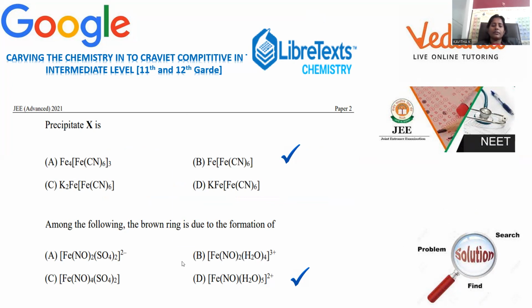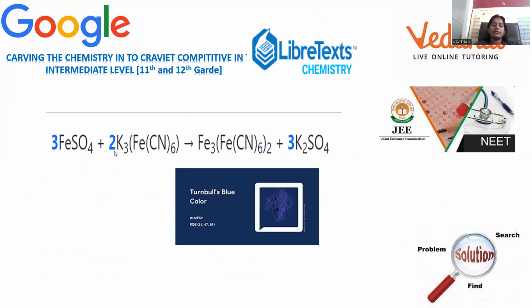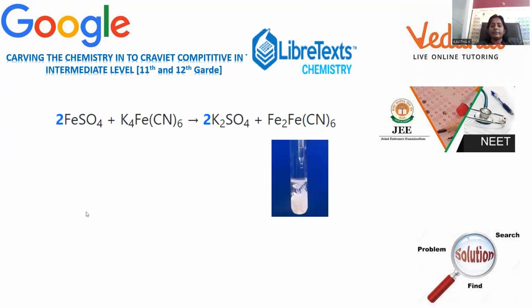Let's see a detailed description about this one. Whenever ferrous sulfate is added with K3[Fe(CN)6], this is in ferric, that means Fe+3 will be there. Fe+3 oxidation state around the central iron. Upon treating, this will be converted into Fe3[Fe(CN)6] taken twice. Which color is it? Turnbull's blue color in nature.